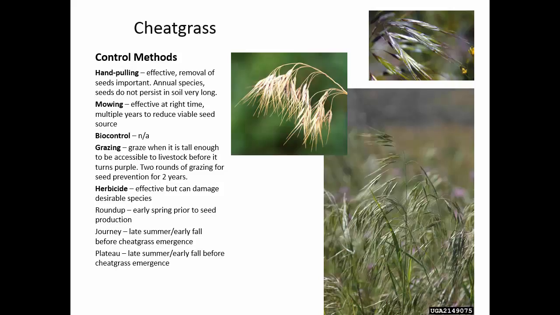It overwinters like that, so it's the first thing to green up. So you can graze it early. You can mow it, but don't mow it once it's turned purple. You're just going to spread the seeds.